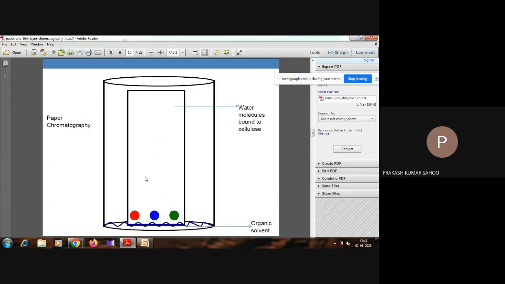With paper chromatography, the samples are taken at the bottom and dipped in a suitable solvent. Here there is an organic solvent, and this paper consists of cellulose. Water molecules are bound to it. After putting this paper in this solvent, there will be migration or movement of different components on the basis of their interaction with the solid phase.